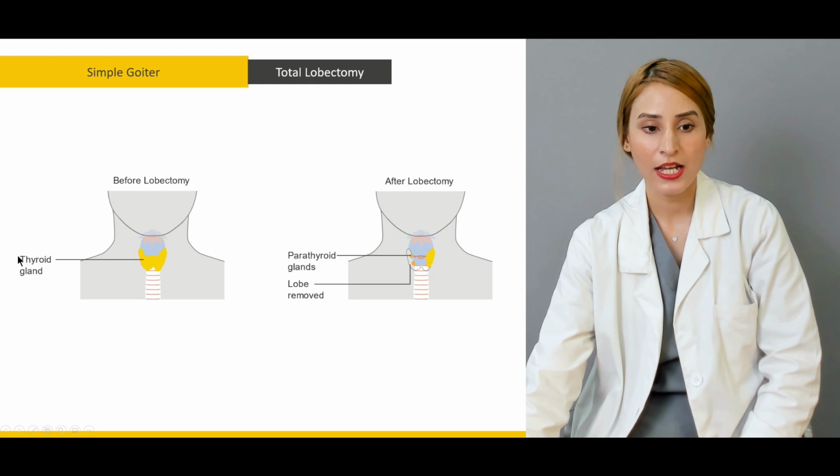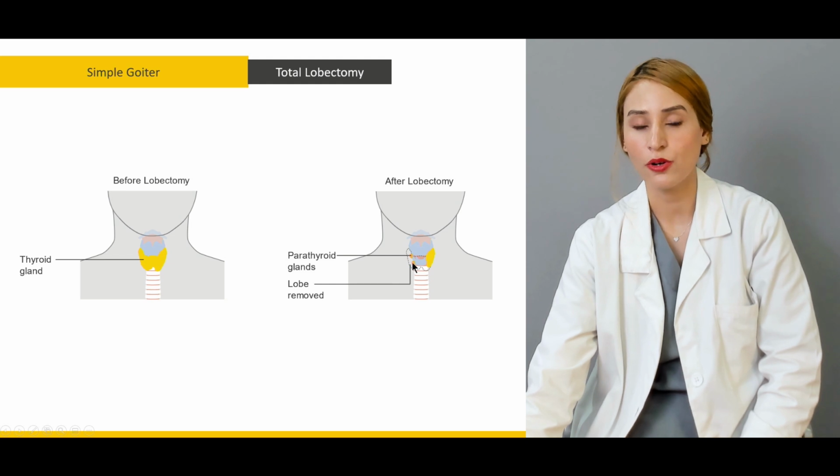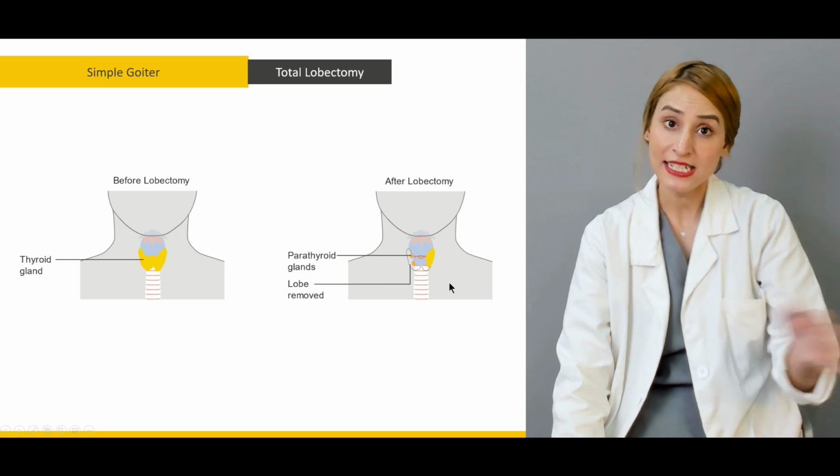There's another diagram. You can see before lobectomy and after lobectomy, there is one lobe of the thyroid which is being removed, and the parathyroids are actually intact.